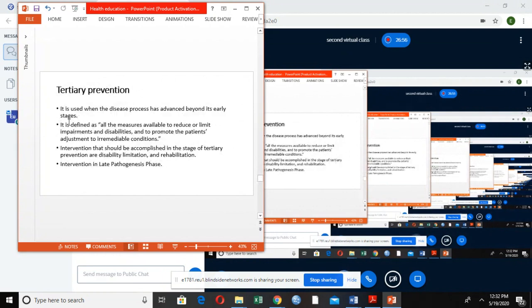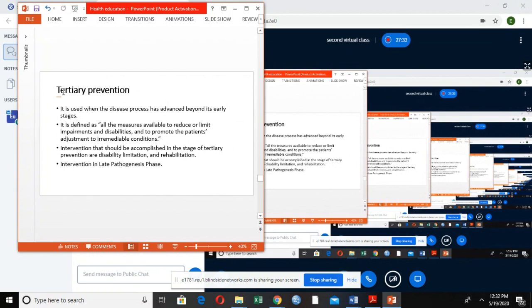Then the last stage of the levels of disease prevention is tertiary prevention. This is used when the disease process has advanced beyond its early stages. For example, you've already developed disability, or the disease has already gone to a chronic stage that is not reversible. That's where tertiary prevention comes in. And tertiary prevention comes in two ways. Disability limitation. You don't get more disability in you.